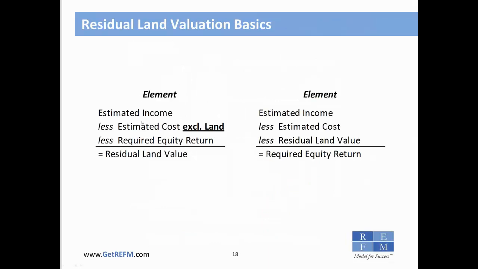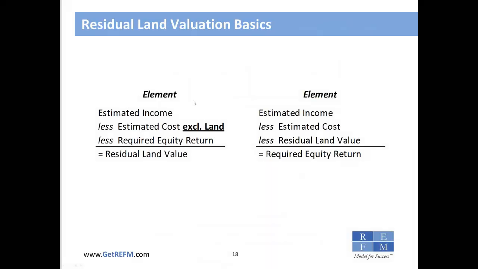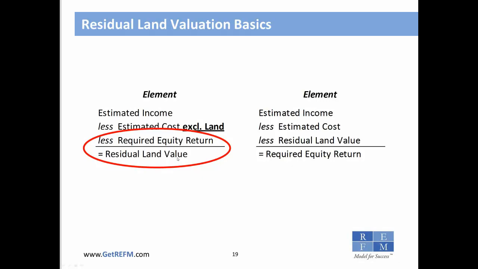And so if we take a look at the equation here on the left, which we've looked at twice already, and we say, well, what if we wanted to invert these two pieces, the one for required return and the residual land value? Could we do that? Mathematically, could we do that? So this is just a simple algebra equation. And so the answer is yes. I could simply add the equity return to both sides of the equation and subtract the residual land value from both sides of the equation, and this is the resulting equation.